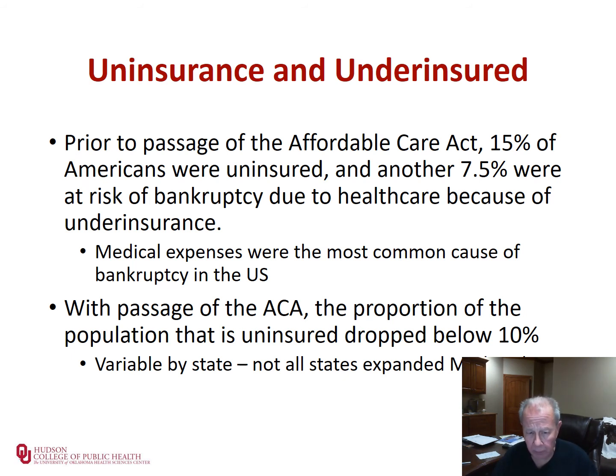With the passage of the Affordable Care Act, the proportion of the population that is uninsured in the United States dropped below 10%. So it was a substantial number of people that did get health insurance, but that was variable by state because remember, each state had to decide whether or not they would expand Medicaid. Oklahoma happens to be one of the states that did not expand Medicaid, and Oklahoma, I believe, has the second highest rate of uninsurance in the United States.